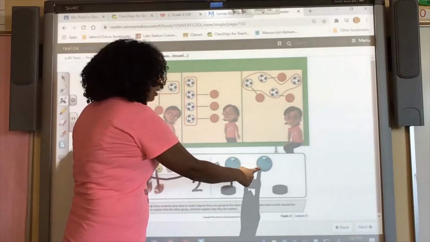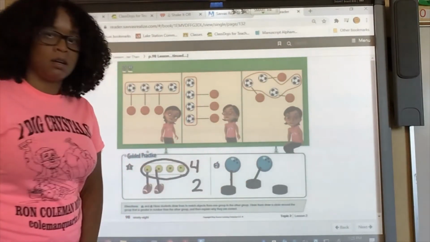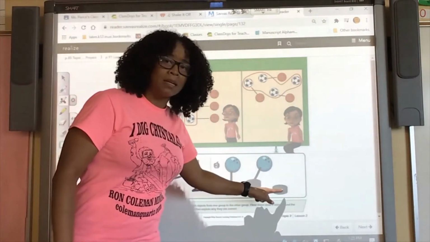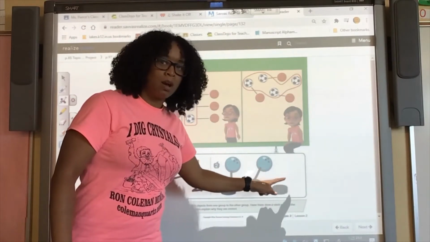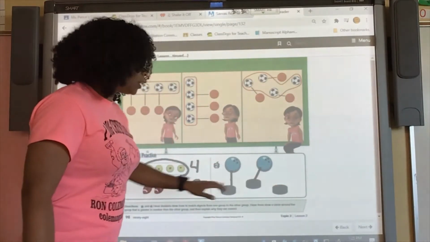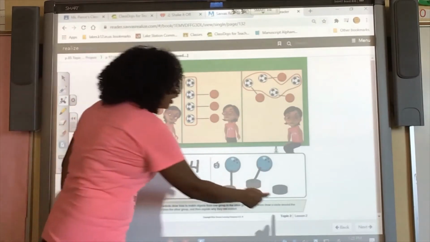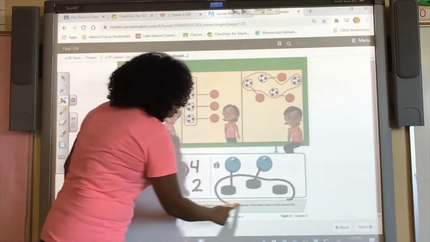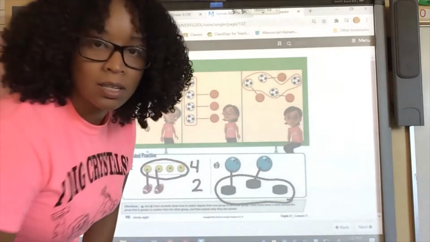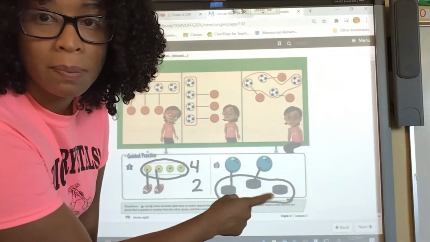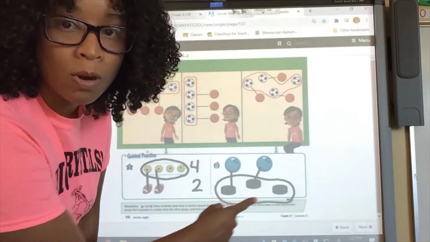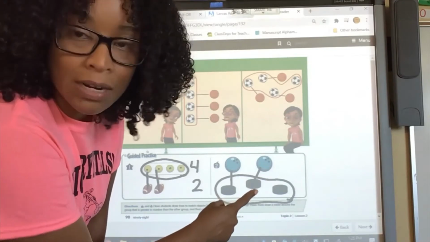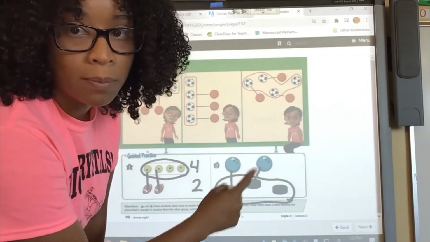Here's a bowling ball, and here's a partner. Uh-oh, does this hockey puck have a partner? No, it does not. So we know that there are actually more hockey pucks than there are bowling balls, because that hockey puck does not have a partner. There's more. The hockey pucks are greater than the bowling balls.